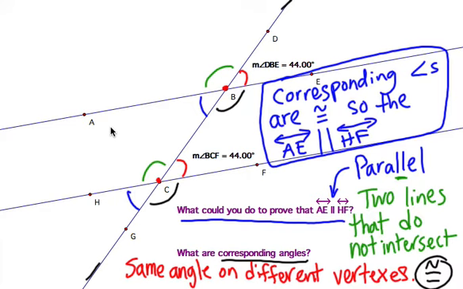If they were not congruent, even if this was 43.999 repeating, they would not be parallel. It would mean that they were going at slightly different angles, and at some point they would run into each other, even if it was a really long time from now, okay?